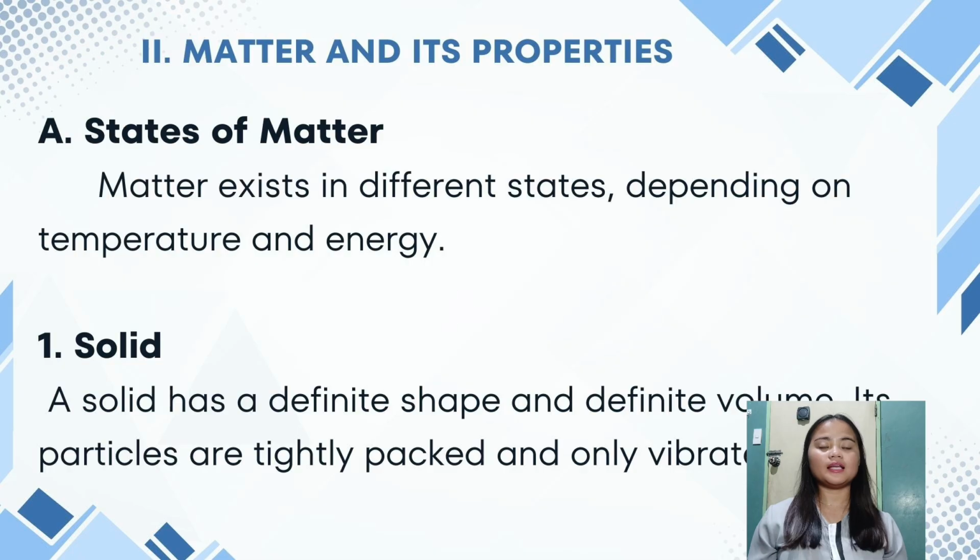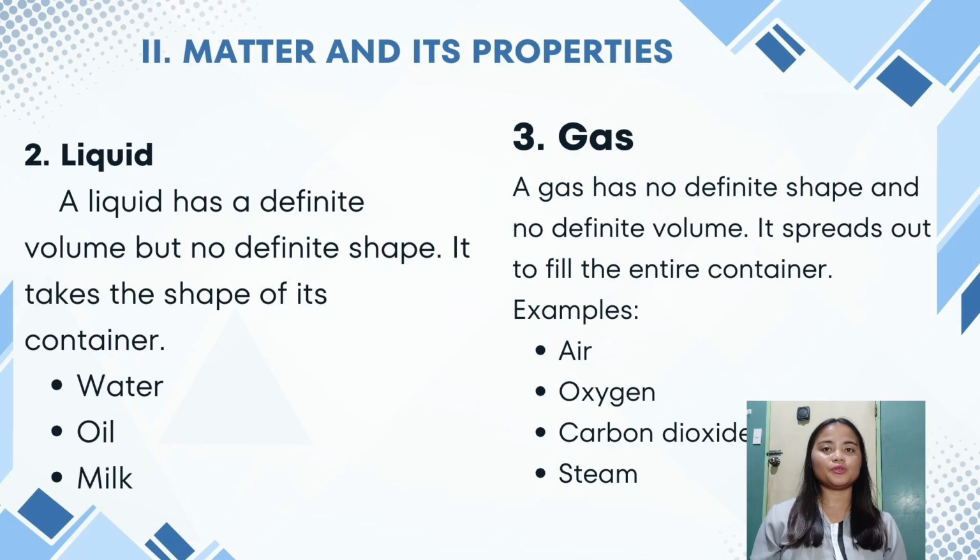They are different in terms of shape and also in volume. Liquid: a liquid has a definite volume but no definite shape. It takes the shape of its container. So liquids are different in terms of shape, but in volume, they are the same. Next is gas.